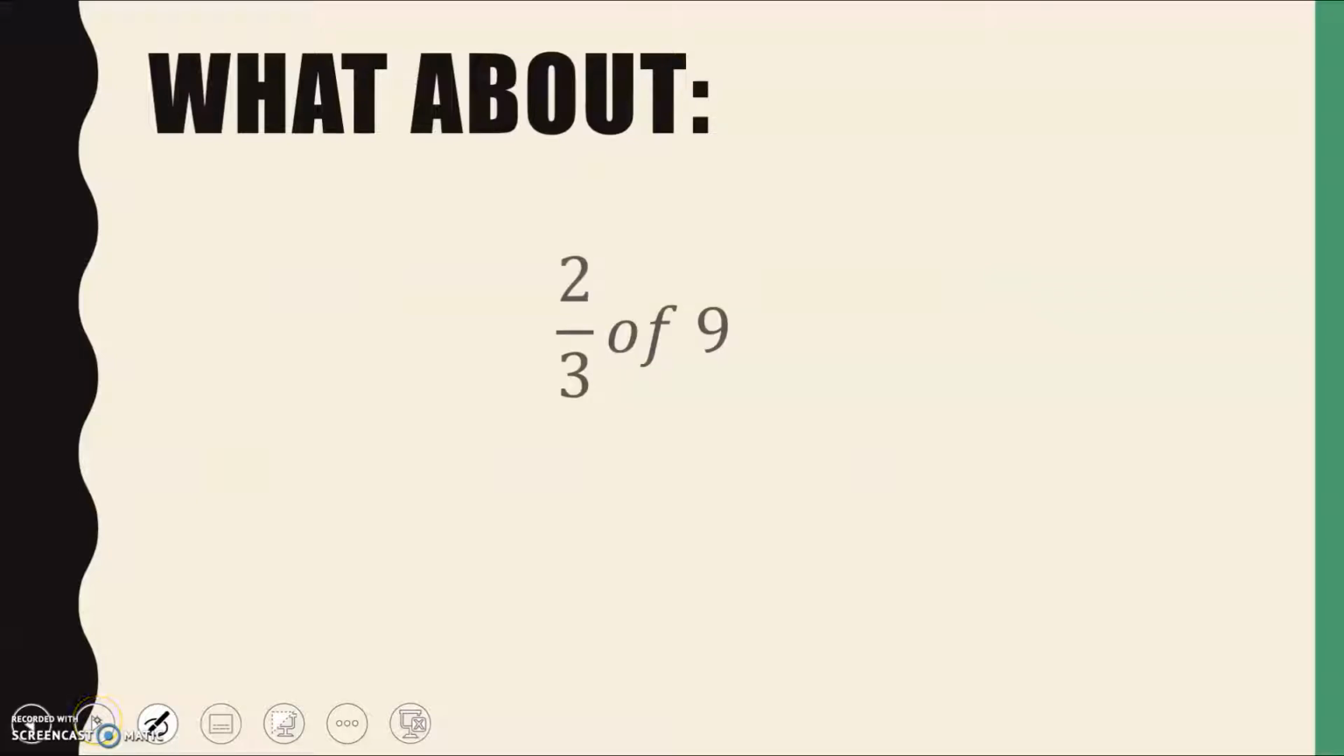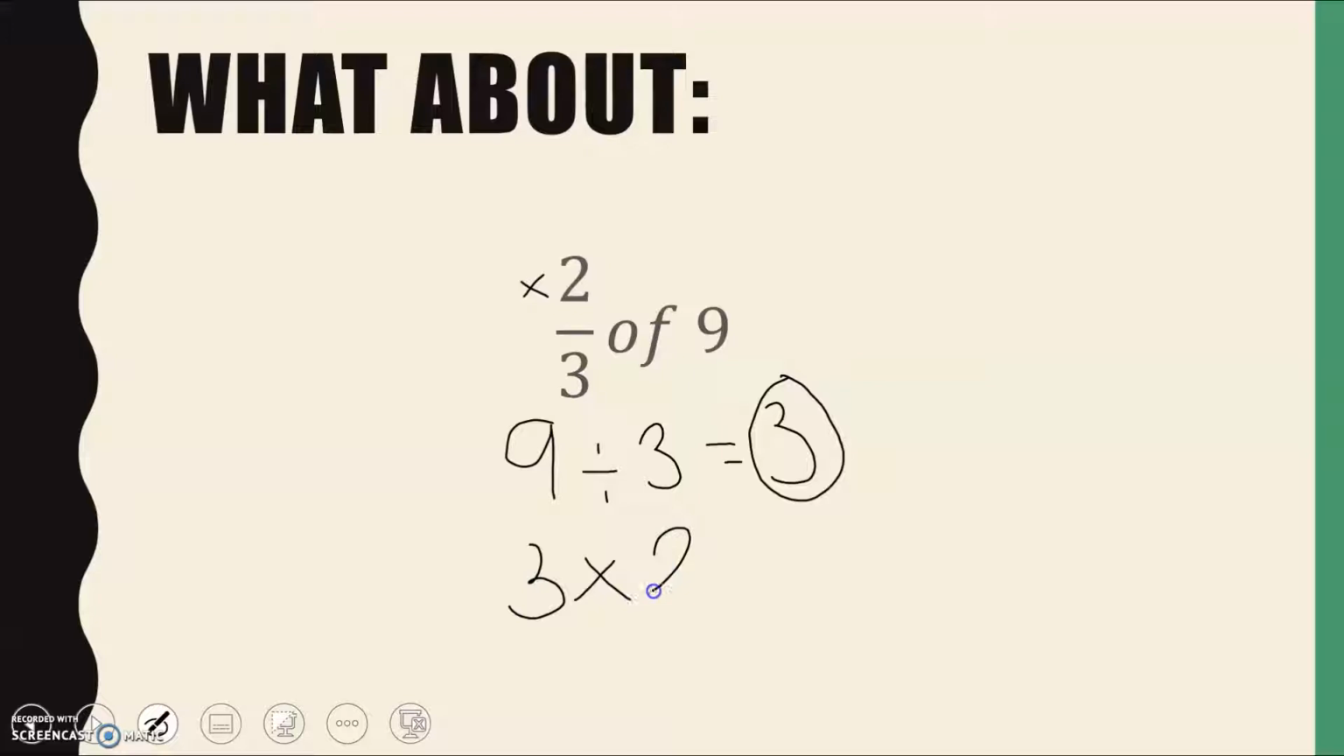But what about if I had something like 2/3 of 9? Well, we know what 1/3 is. We took our 9 and we divided by 3, and that gave us 3. But I've got 2/3 this time, not just 1/3. So I need to take my answer and then multiply it by the top number. If I've got 2/3, then I just take my 1/3 answer, which was 3, and times it by the top of my fraction, which was 2, to give me 6. So 2/3 of 9 is 6.